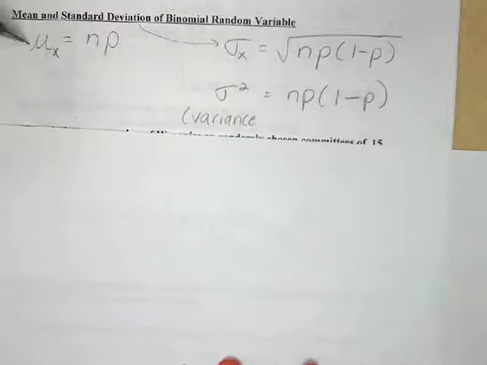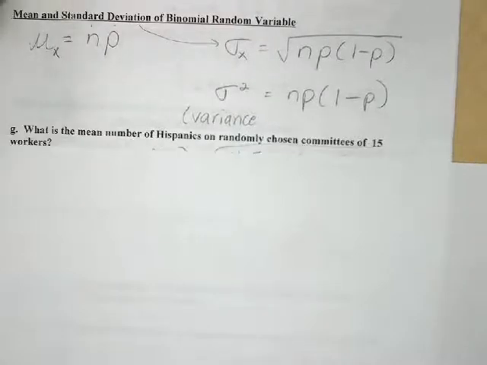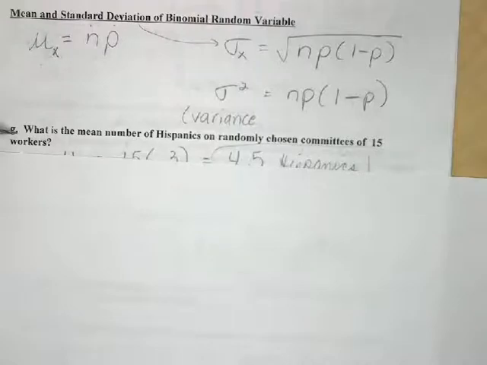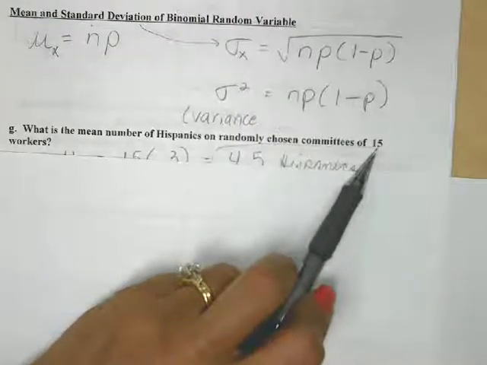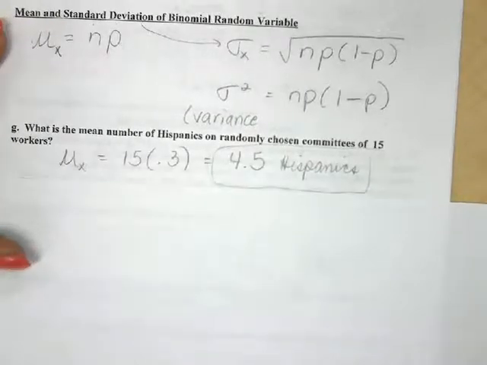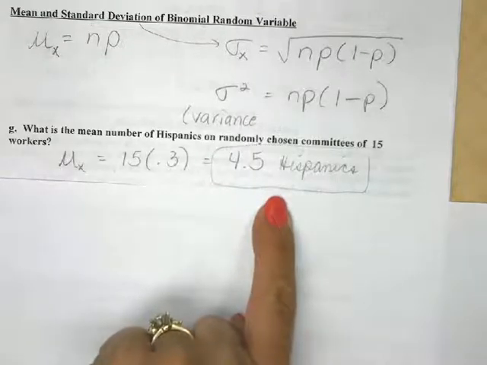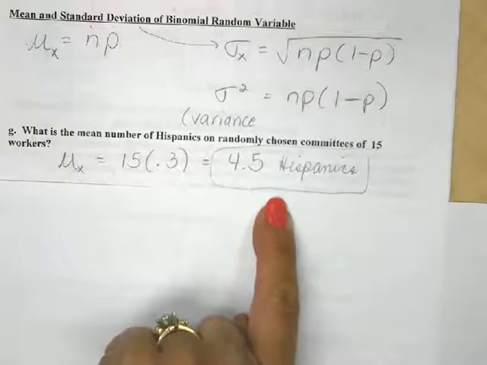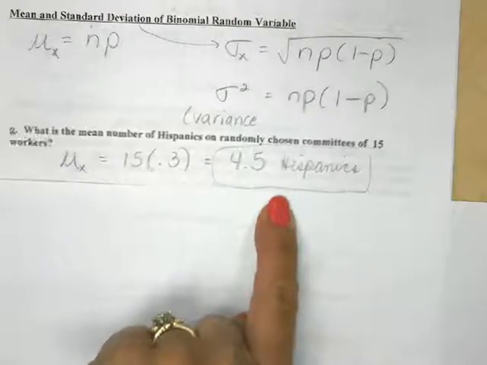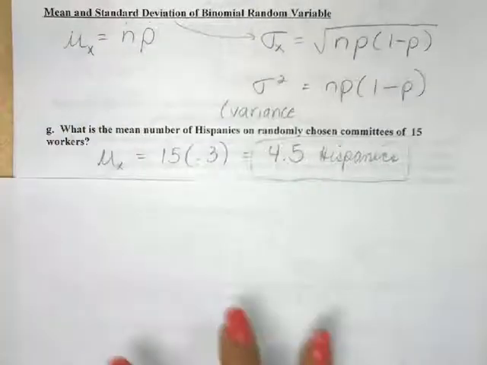The mean is as simple as multiplying how many you have times the probability of a success. So if we look down here, if we were going to pick 15 people at random, and we wanted to know what the expected number or mean number of Hispanics is, it's as simple as 15 times 0.3. So if you continue to pull 15 people out, count how many Hispanics there are, write it down, pull out another group of 15 people, write how many Hispanics are in your group of 15 and write it down, and do that over and over again, we would expect that number on the average to be 4.5.